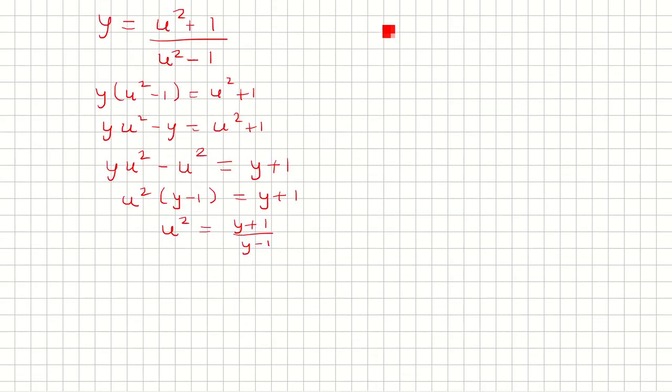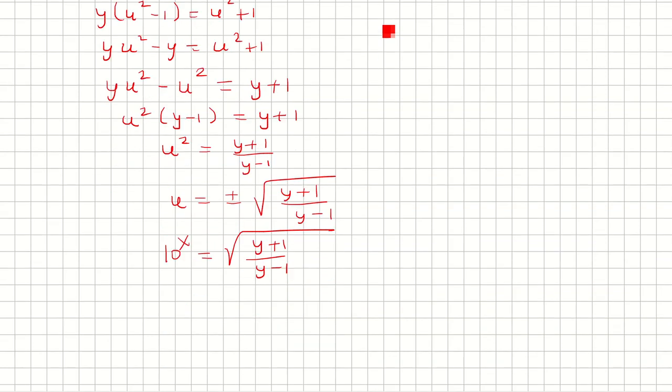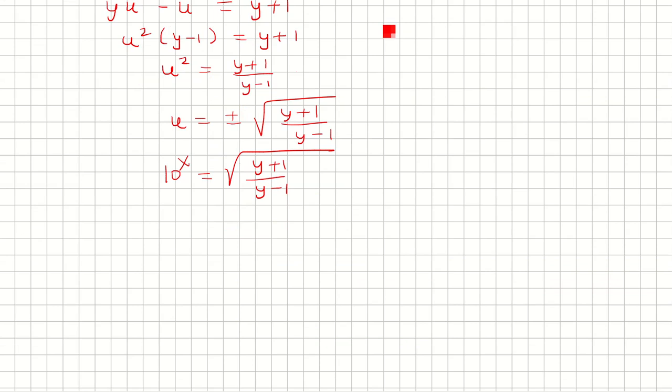So solving for u, we just take the square root of that. So u will just be the plus or minus square root of (y plus 1) over (y minus 1). And recall that u was 10^x, but 10^x is never negative, so we'll remove the negative answer. And then in order to solve for x, we'll take the log of both sides.